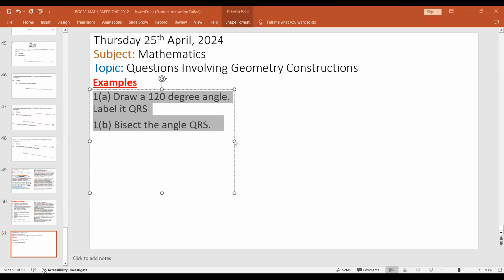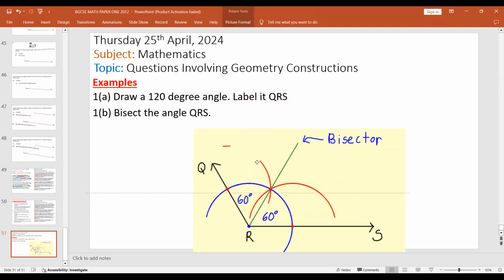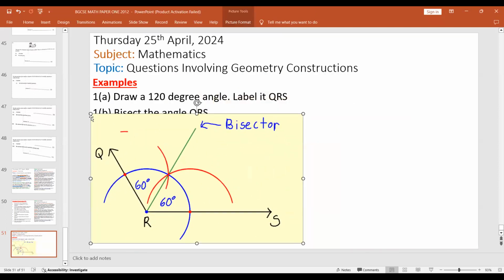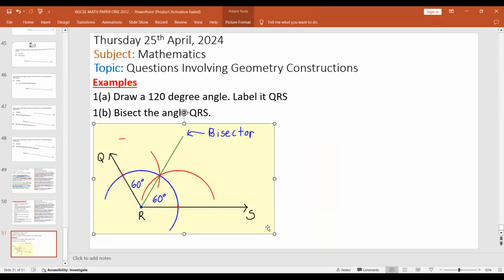Let me share my screen. I want to put it on the PowerPoint. So that's how we bisect that angle. Okay, this is the bisection of QRS. All right. And so that's how you bisect this angle.